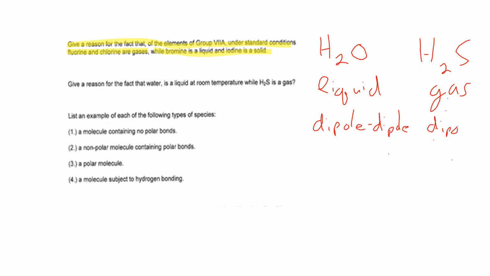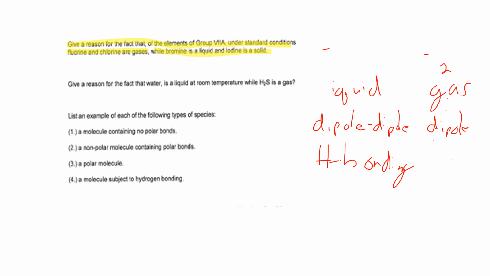Same here for the H2S. But what do we know about the water? Water also has hydrogen bonding. That's special dipole-dipole, and we know how strong that hydrogen bonding is. That's why water is a liquid at room temperature while H2S is a gas: the very strong hydrogen bonding present in water, but not present in H2S. So there we're looking at that second question on this slide.